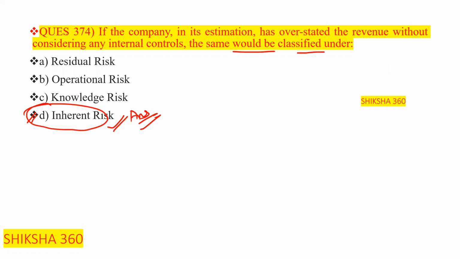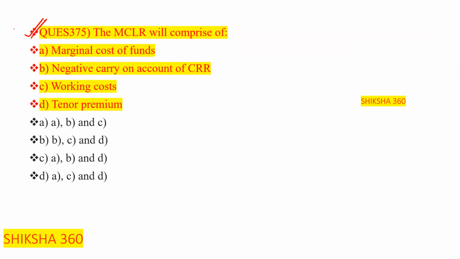Now move to the next question. Very, very easy question. The MCLR will comprise of. What is it that the MCLR will comprise of? So what is the answer? Please tell fast. The MCLR will comprise of marginal cost of funds, negative carry on account of CRR, working cost, and tenure premium.